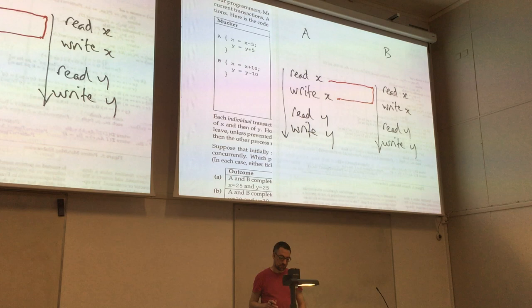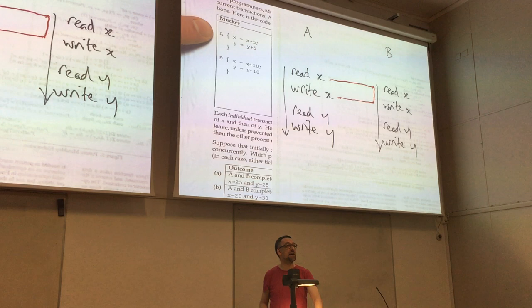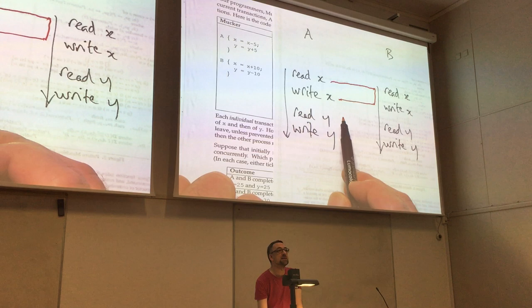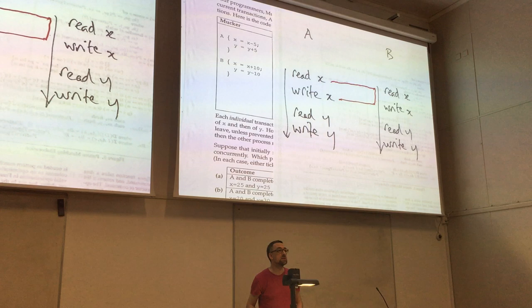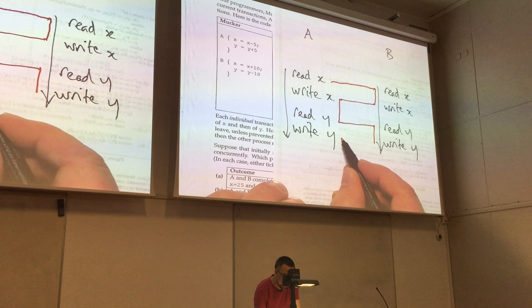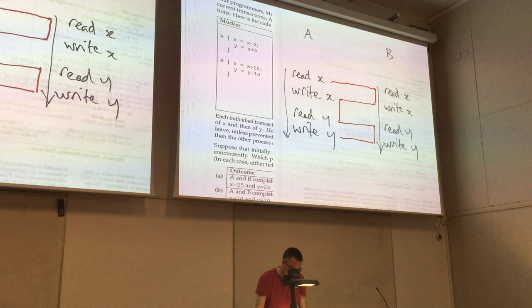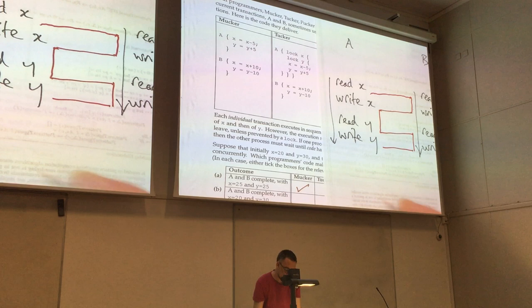A and B would both read the initial 20, and then B would add 10 to that 20 to get 30. A would subtract 5 to get 15. B would write the 30, and then A would overwrite the 30 with the 15, just as if B hadn't happened at all. There's nothing to stop that happening. And then the same thing could happen with the other one. They both read at pretty much the same time. B writes first, A writes second. And that means that A wins, basically. So there's nothing in Mucker's code to stop that happening. We'd better tick this box. Okay. That's that box.